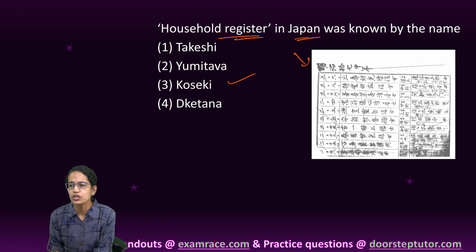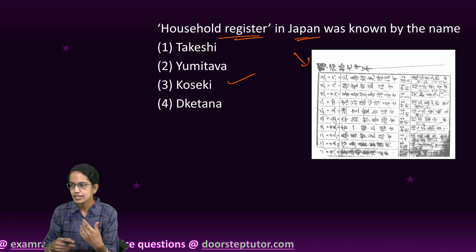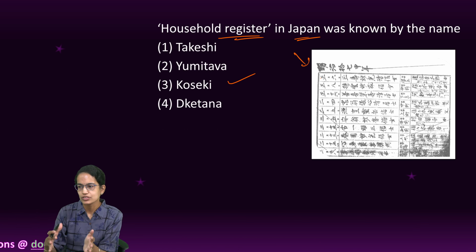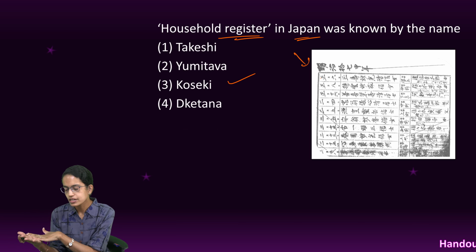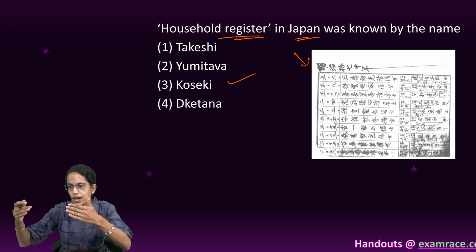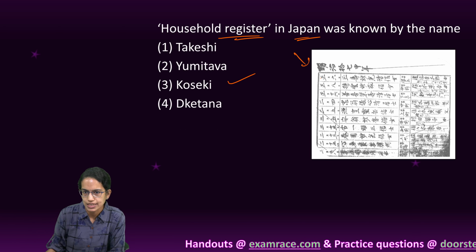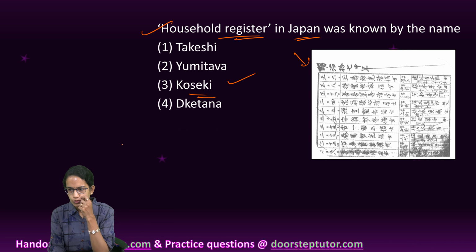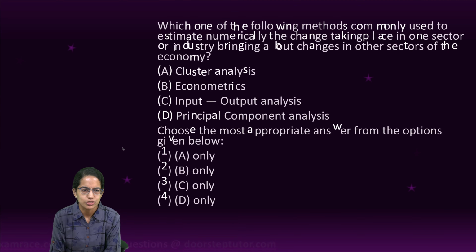Now, this is a political document that each Japanese citizen has, and it tells you about the birth date, the parent's name, the registered place of birth, and so on. So it's about a family's official information in Japanese handwriting, and this is known as koseki, and it is also known as the household register. Very, very important question, and a very different kind of question that was asked.